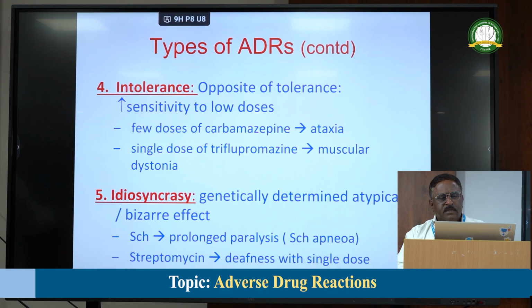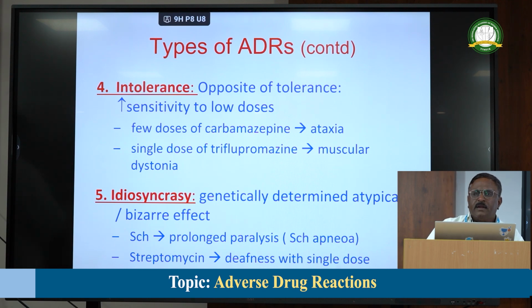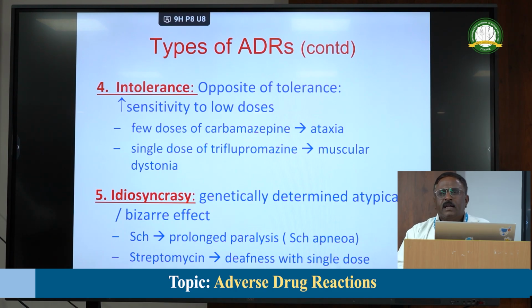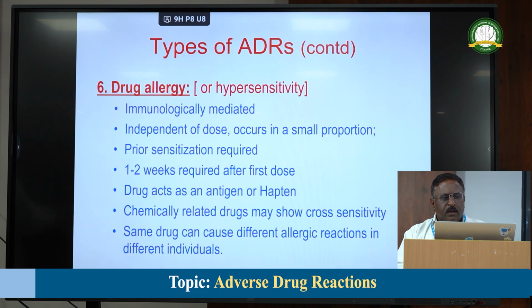Idiosyncratic reactions. What are idiosyncratic reactions? This is a genetically determined atypical or bizarre reaction. The administration of succinylcholine, a skeletal muscle relaxant, can cause prolonged paralysis, mainly due to an enzyme, atypical pseudocholinesterase. Streptomycin, an aminoglycoside antibiotic mainly used for gram-negative bacterial infections, can cause deafness even with a single dose.